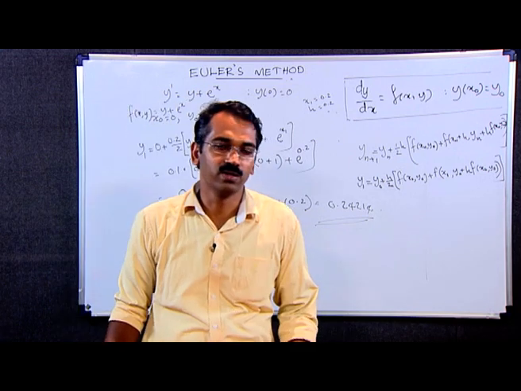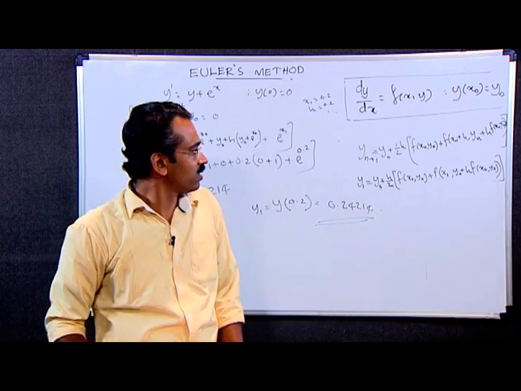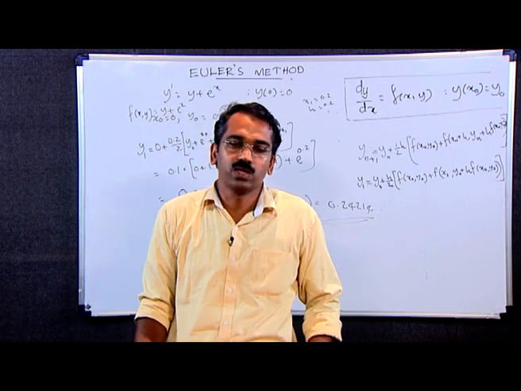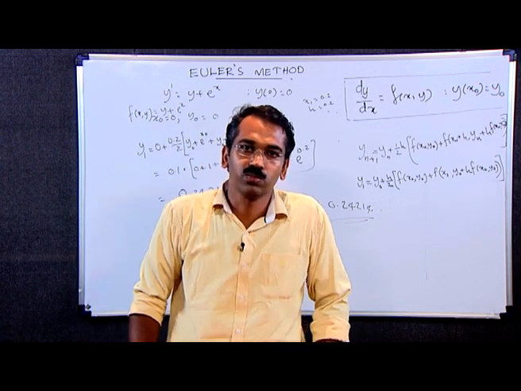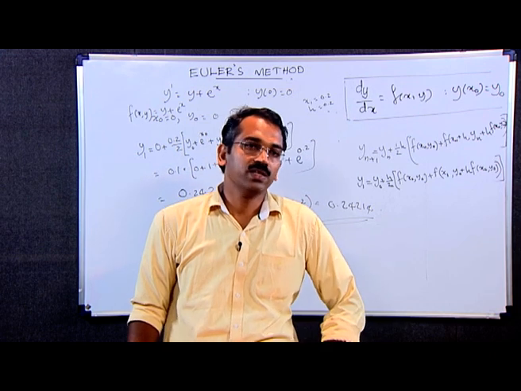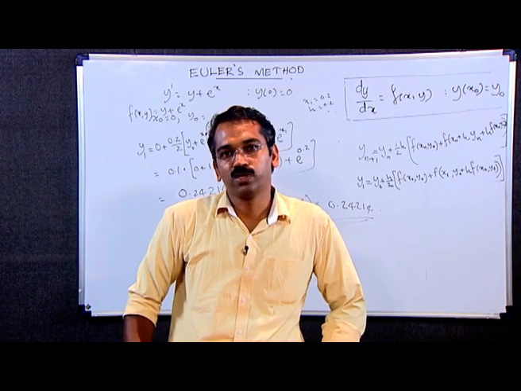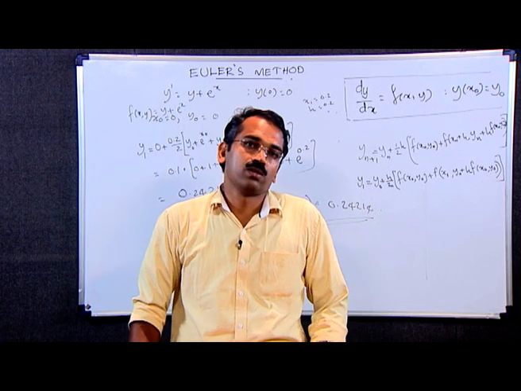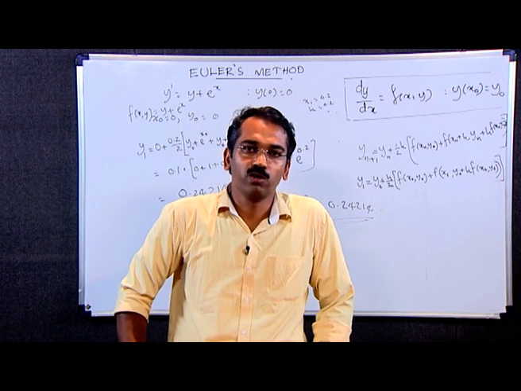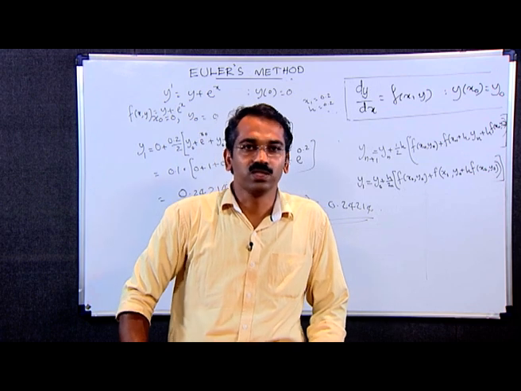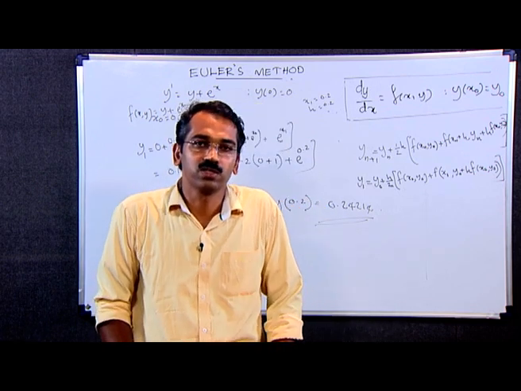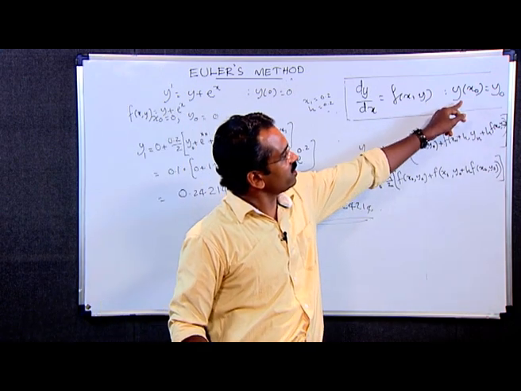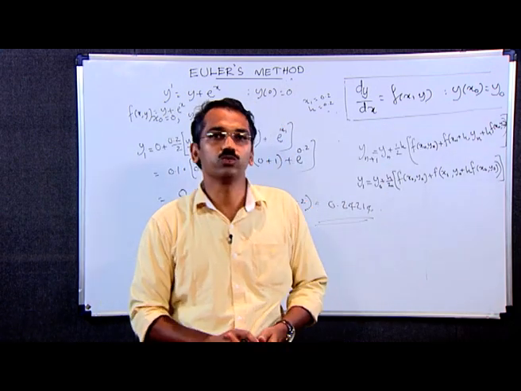With this example, let me conclude this session. In this session, we discussed the Euler's method and modified Euler's method. Then we discussed the geometrical interpretation of these two methods and two examples for each. Hope that you have understood this method of solving the differential equation of the form dy by dx is equal to f of x y such that y of x naught is equal to y naught.